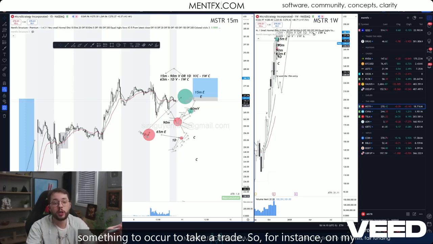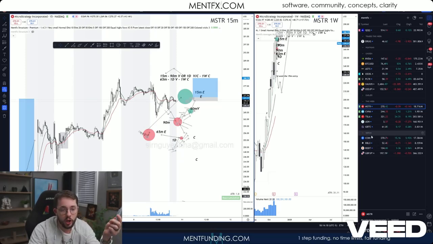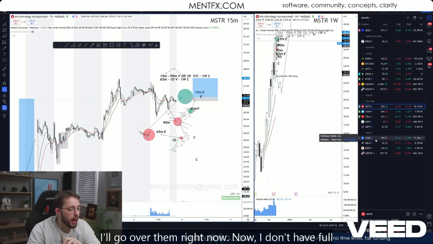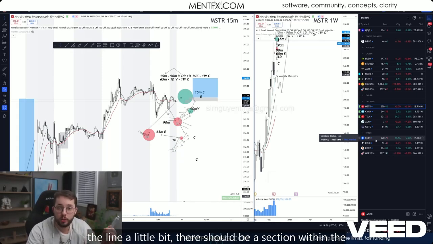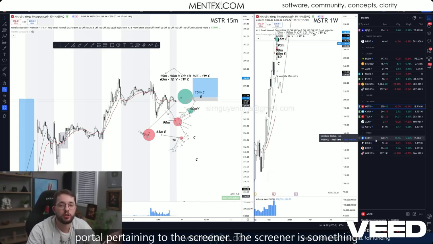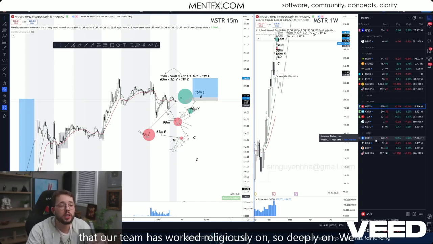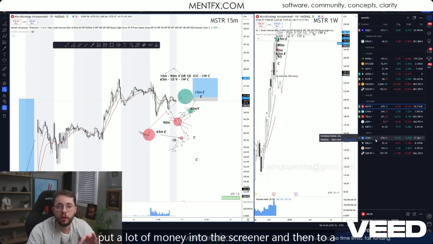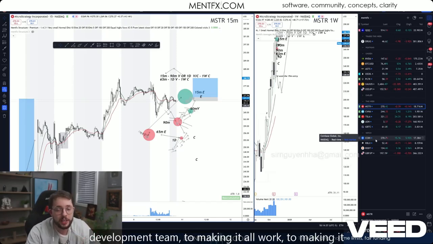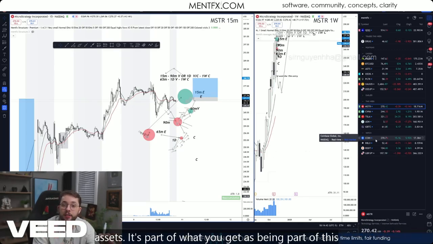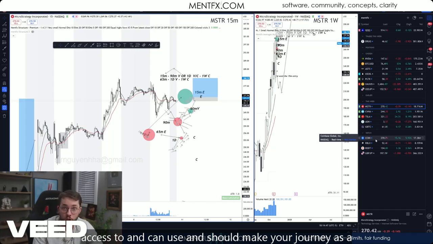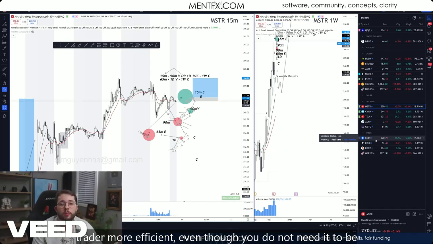To take a trade. So for instance, on my list here, you can see I have a few things that say watch. I'll go over them right now. Now, I don't have full functionality yet, but by the time you're watching this down the line a little bit, there should be a section within the portal pertaining to the screener. The screener is something that our team has worked on religiously, so deeply. We put a lot of money into the screener and then into a development team to make it all work, to make it function properly, to give you availability to all and many assets. It's part of what you get as being part of this team, and it's part of the software that you gain access to and can use and should make your journey as a trader more efficient, even though you do not need it to be profitable.